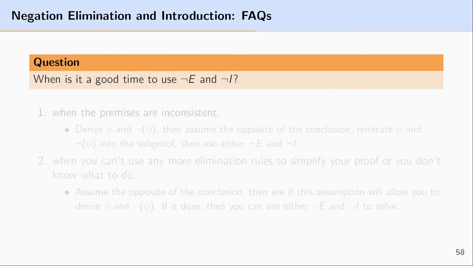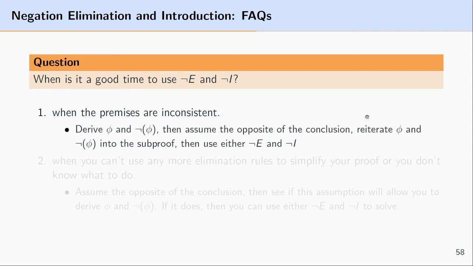Another question I get, once people have a pretty good grasp that I always want to assume the opposite or the negation of what I want, is, when is it a good time to use these two rules in a proof? Let me give two answers to this. The first is when you can identify that the premises in the argument are inconsistent. That is, you can use the elimination rules to derive a formula like P and not P.